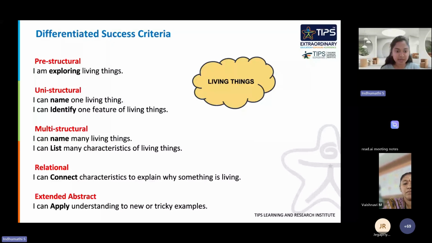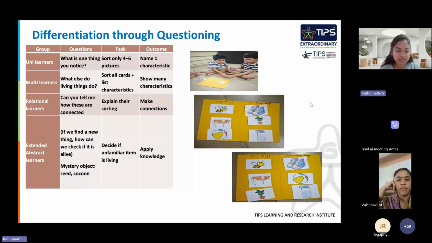Now let us see an example activity. Please take a close look at the pictures. Here, the activity is about sorting living things and non-living things. Look at the middle picture. The picture was sorted into living things and non-living things. For living things, the learner has sorted bees, cow, and ball. For non-living things: shoes, plant, and then the jar.